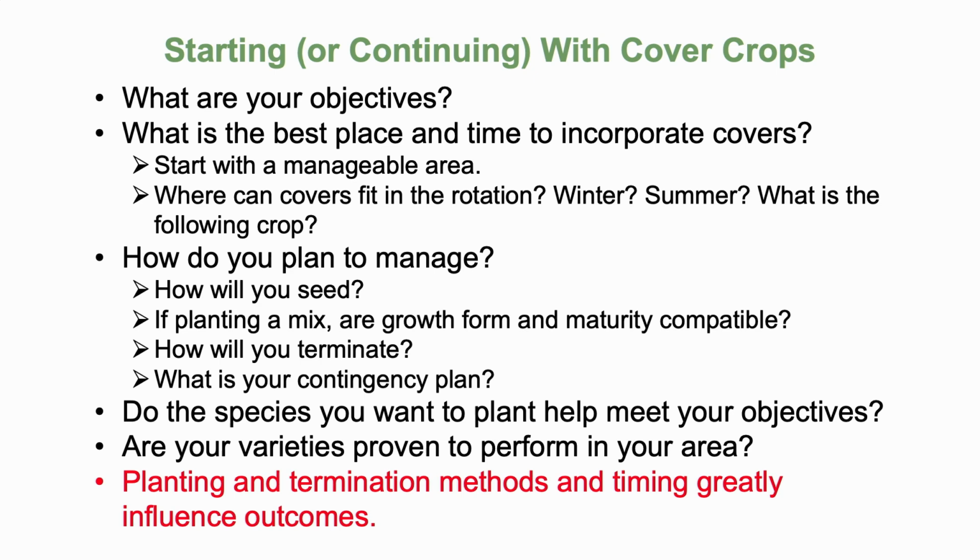So here's planting and termination methods and timing greatly influence outcomes. The later you plant, if we're talking a winter cover, the less benefit you're going to get out of that cover crop. Plant whenever you can. If you need to plant at the end of October, fine. But ideally, you want to plant before September's over for winter cover, because of the biomass and the benefits you get, and then termination obviously influences outcome. So set yourself up for success.